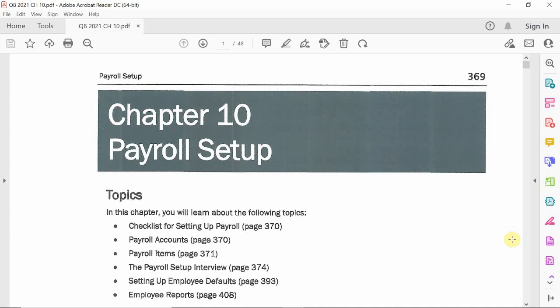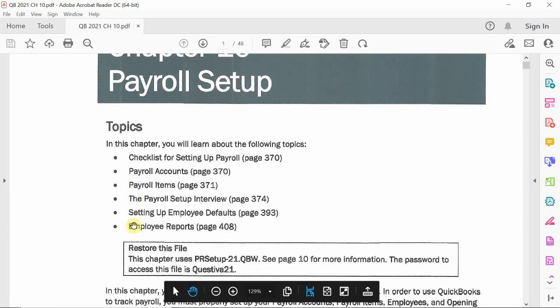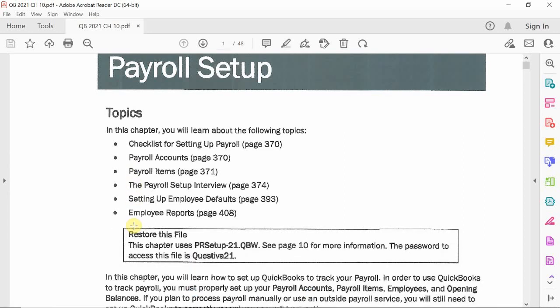All right, welcome back to QuickBooks Chapter 10 here. We're going to be doing the payroll setup. So again, this little section here pretty much gives you an outline of what happens when you actually choose to have employees for your business, okay?